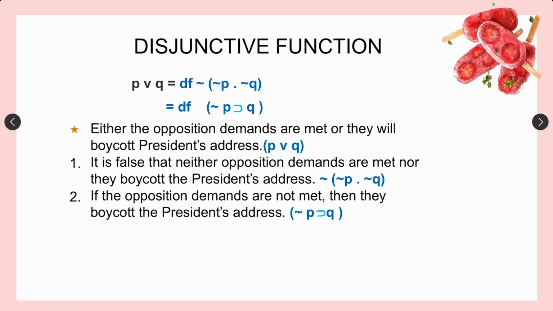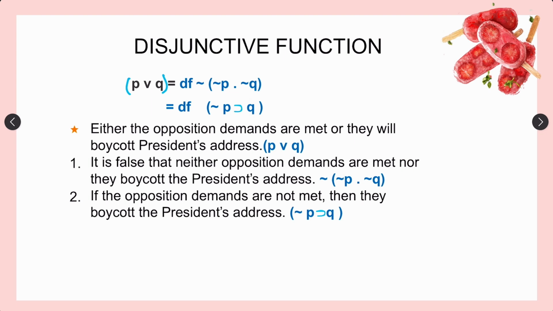Now moving to the next one, the disjunctive function. Everybody knows which sign is used in disjunction: the wedge sign. This can be defined into dot and horseshoe. How do we define it? It will be negation P dot negation of Q. Similarly, if you want to change it into horseshoe, then it will be negation P horseshoe Q.